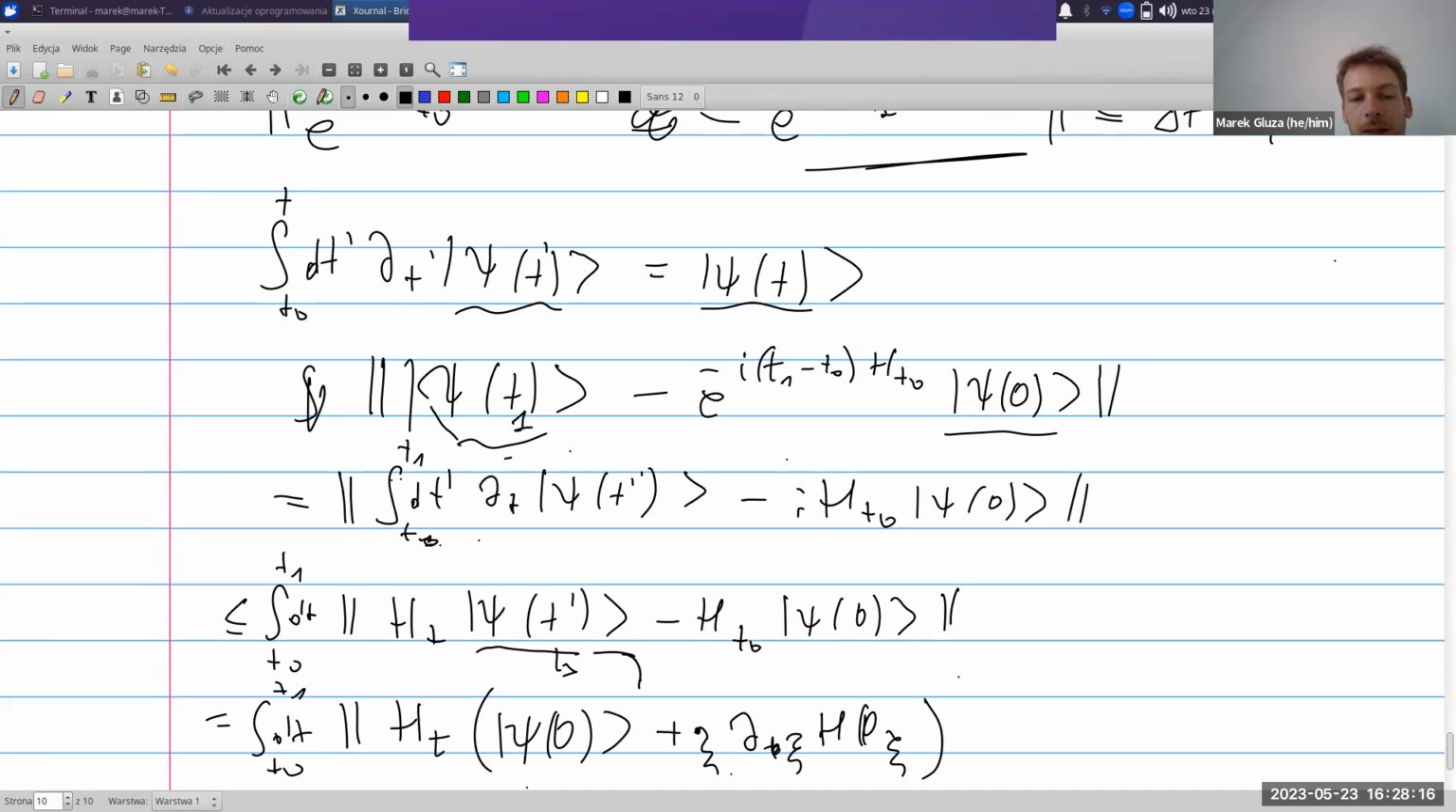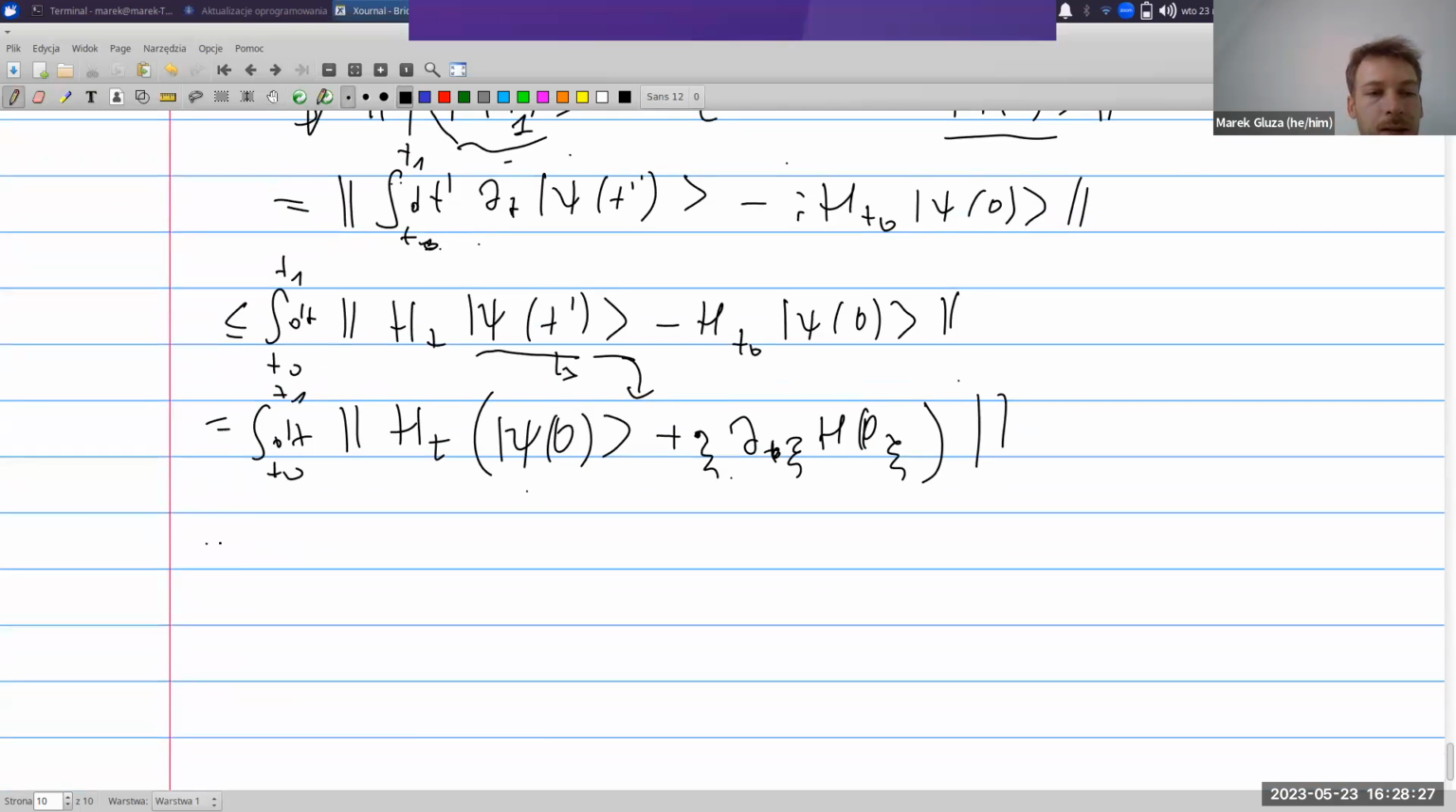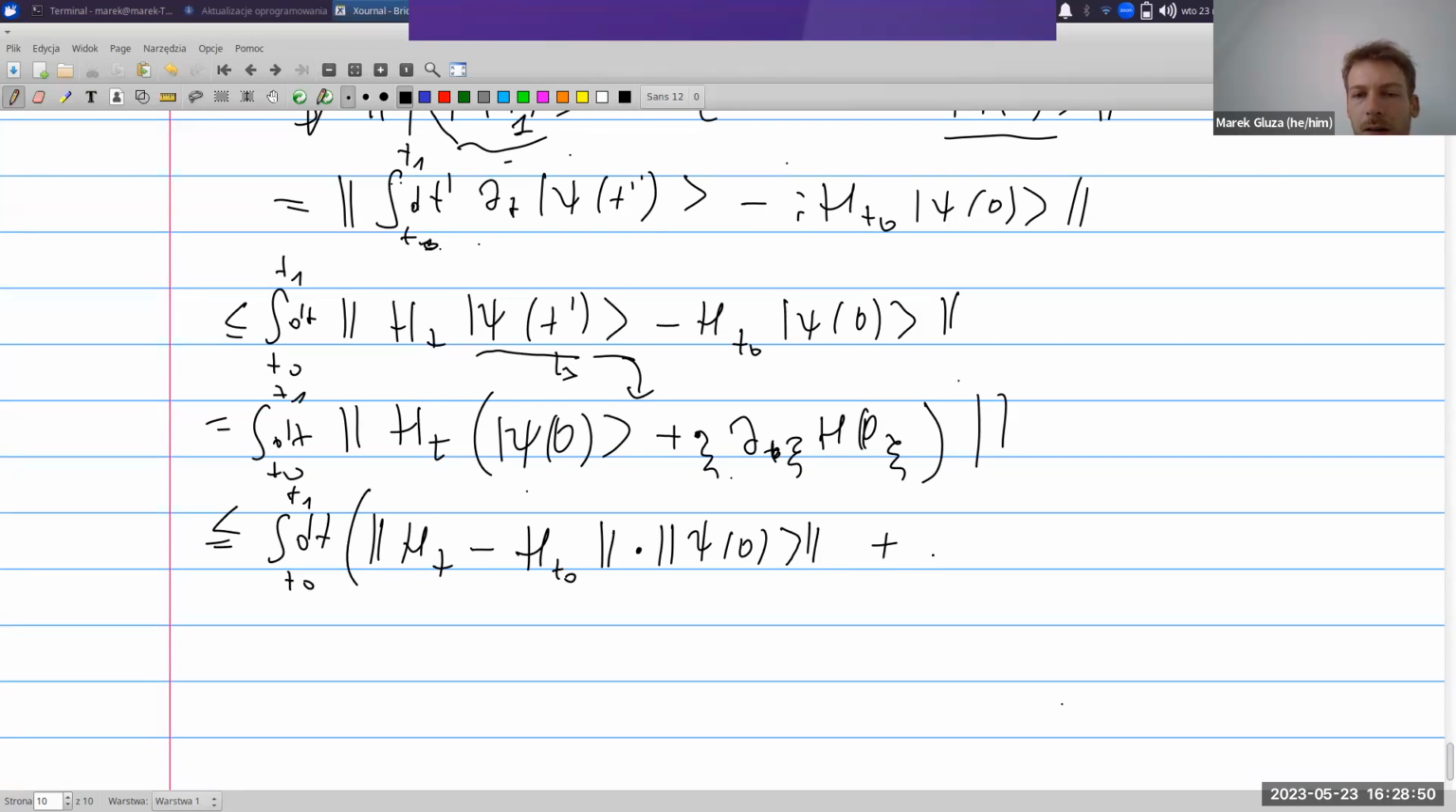So basically, we say that here, maybe using the Schrödinger equation. And what will I get? I will get smaller or equal dt over t0 to t1, ht minus ht0. This is good. Times the norm of psi 0, which is 1, plus xi d xi h xi.